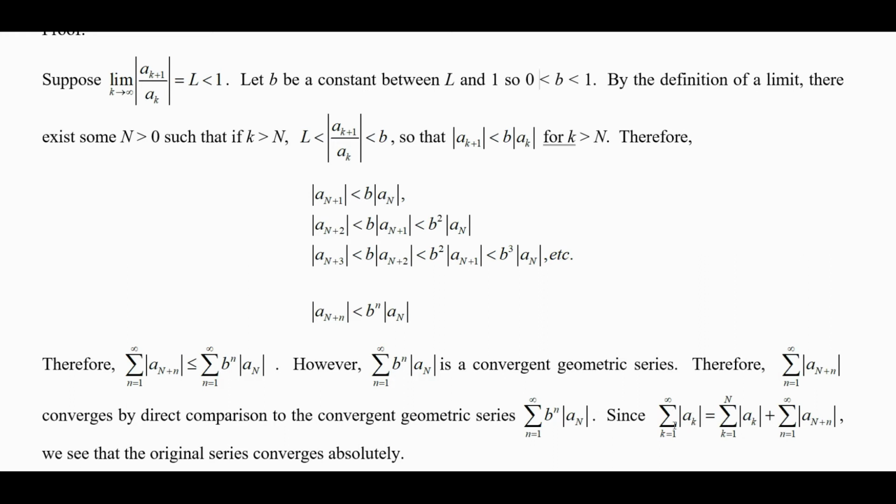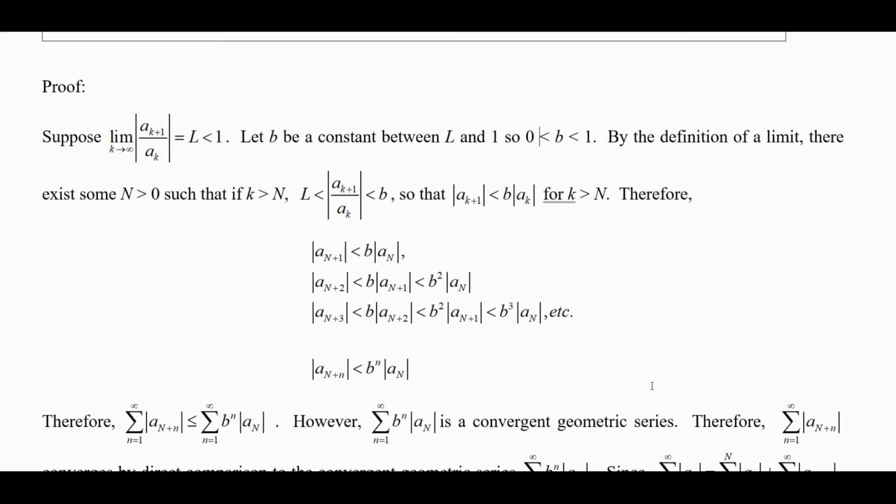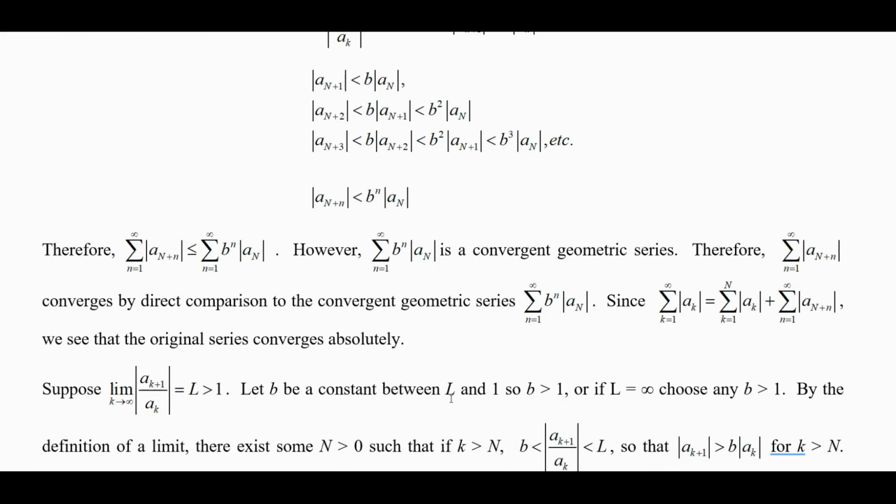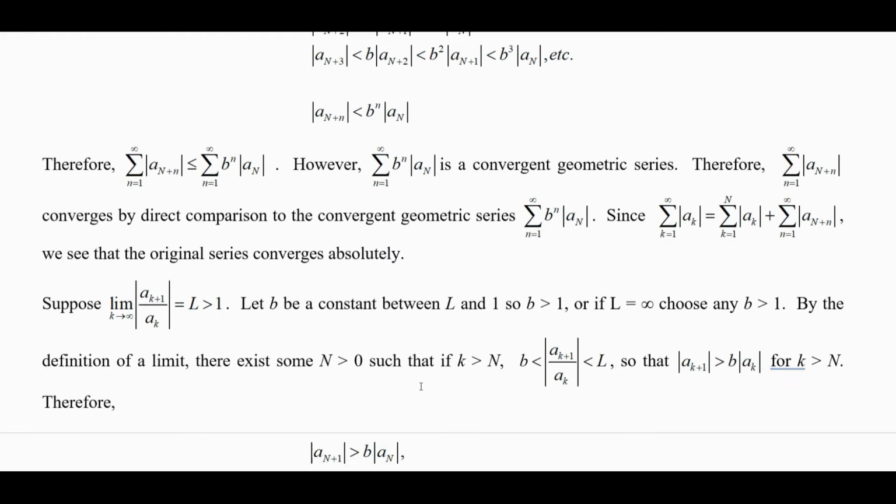But then, of course, what's the sum of a sub k? Well, it's the sum of the first capital N terms, and then from capital N on to infinity. If the infinite tail converges, then certainly the whole thing does, because the sum of any finite number of terms is convergent to a particular number. And we were talking about absolute value all the way through here, so we see that this converges absolutely.